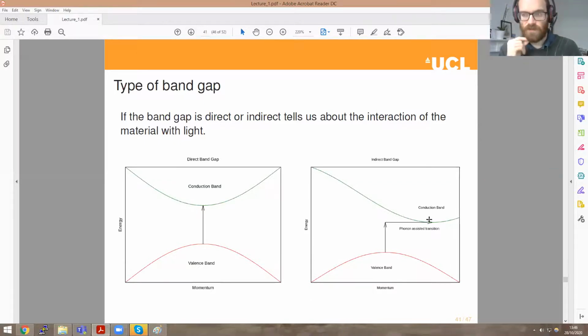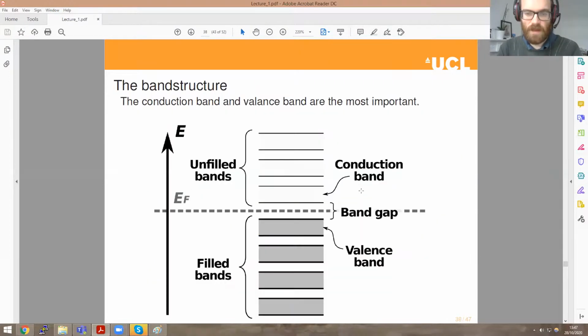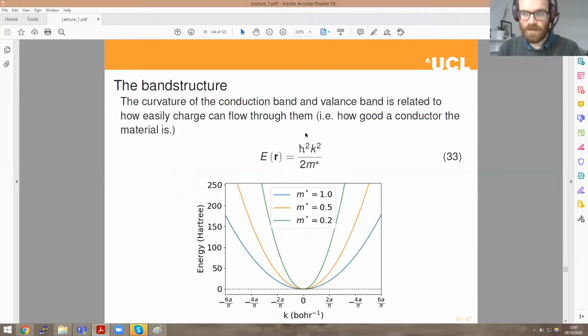And you need to have some sort of exchange of momentum with a vibration in the crystal, or a phonon. But this is similar to what I'm saying here. There is a meaningful relationship between this band structure and the momentum that the electrons have.